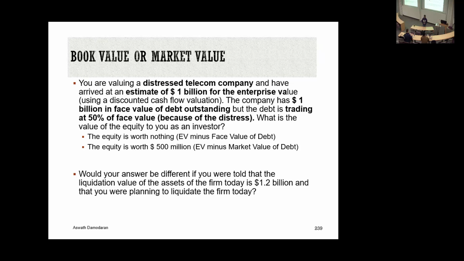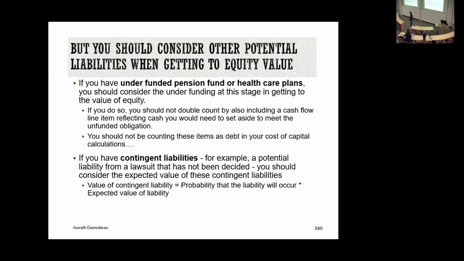But if you're doing a liquidation, don't subtract out the market value of debt. You subtract out the book value of debt. The bank is not going to take half of what you owe them if they know you've collected 1.2 billion. So when you do debt, the traditional rule is market value. With distressed companies, you might want to step back. And we'll come back to distressed companies and talk more about the valuation.